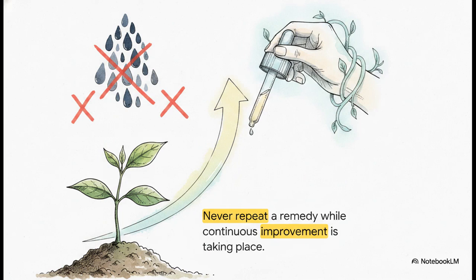So the absolutely crucial point here is the strict instruction of patience required by the practitioner. This is known as the least repetition rule, and the mandate is incredibly clear. Never, ever repeat a remedy while continuous improvement is taking place. Unnecessary repetition is viewed as highly disruptive. It can ruin a favorable therapeutic response, provoke those unwanted aggravations we just mentioned, or just completely obscure the clinical picture. Basically, if it ain't broke, don't fix it.